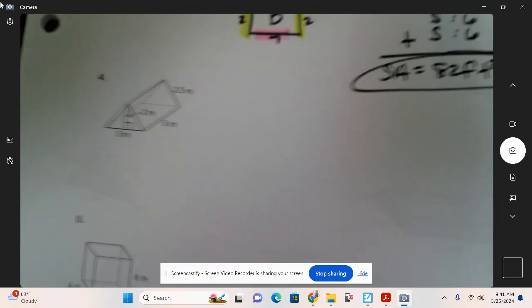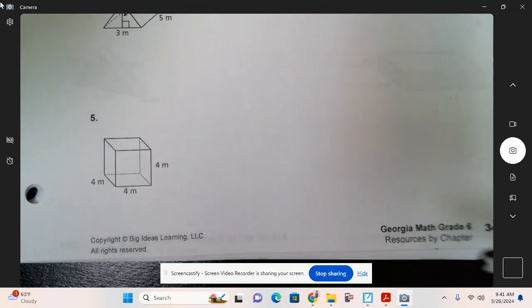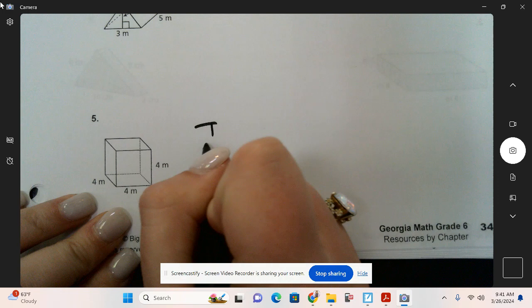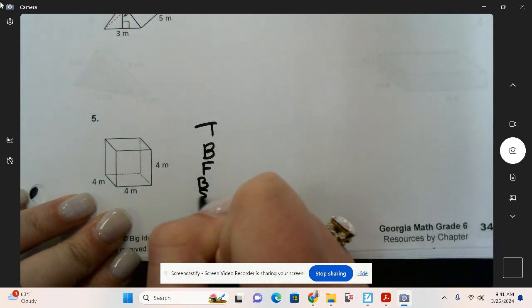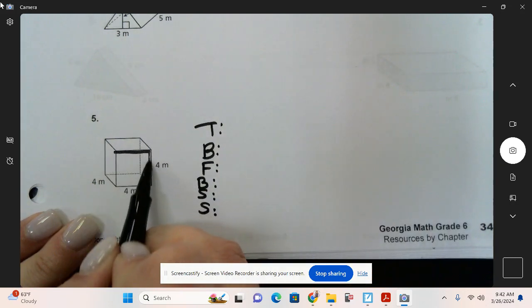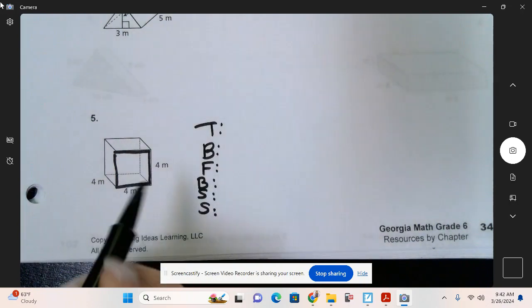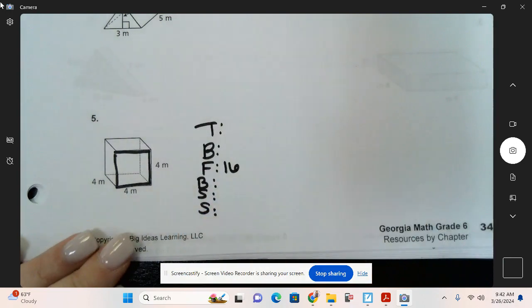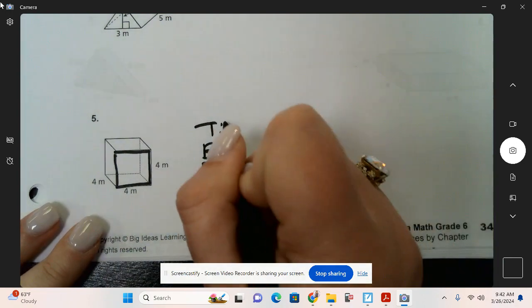All right, slide down and look at number 5. Okay, 5 is special. This is where you can kind of get a little shortcut. Because a cube, do you notice how all the sides are the same? That means all of them are going to share the same area. So if I have top, bottom, front, back, side, side, if I find the area of the front right here, it's 4 by 4, which is 16. Guess what all the other ones are going to be? 16.